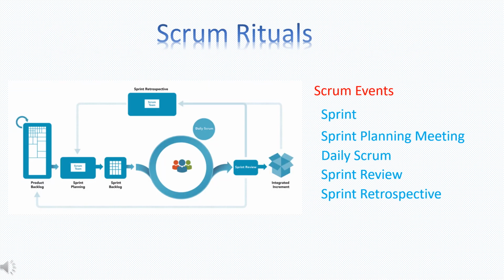Let's talk about Scrum events, or rituals. These are the main Scrum events: the sprint planning meeting, the daily Scrum, the sprint review meeting, and the sprint retrospective. Let's review them one by one.